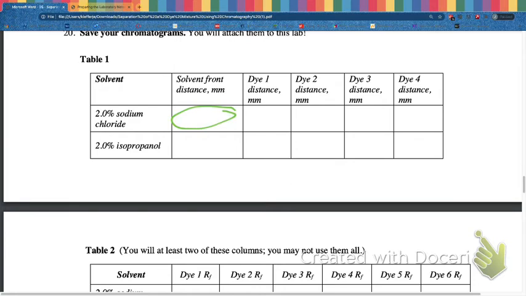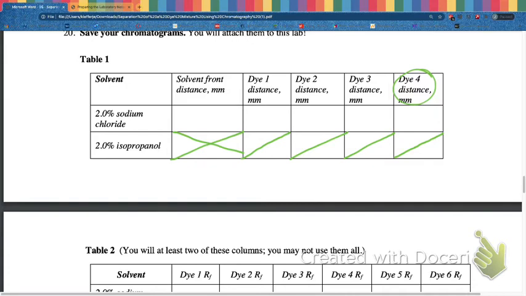So we're just going to disregard the solvent front. And for each dye, we're going to put how far the dye went to the middle of the dot over the solvent front. We're just going to make a fraction. Okay, so we're just going to divide our boxes like that. And of course, sample 4 was a mixture, so you're going to have more than 1. You're going to have to kind of squeeze it in there.